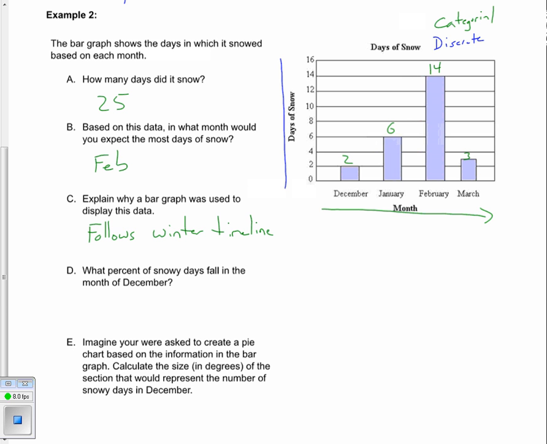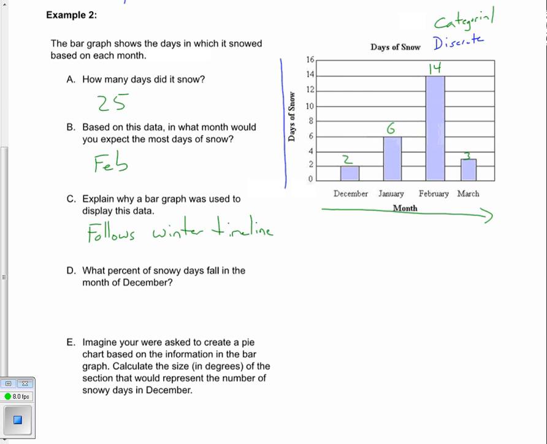Again, you could do this as a pie graph. You could mix up the categories and put February at the beginning, and then December, and then March, and then January. But that would just be more confusing to people. It just makes sense that it follows the winter timeline of December, January, February, March.